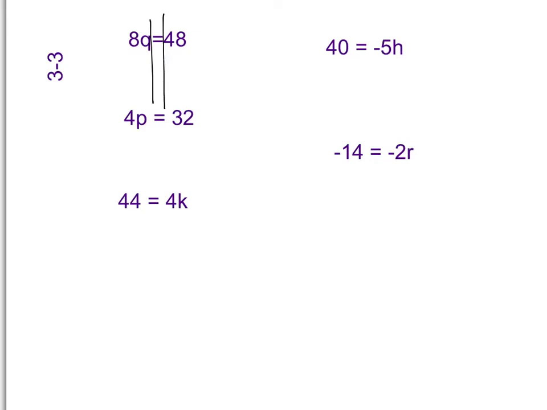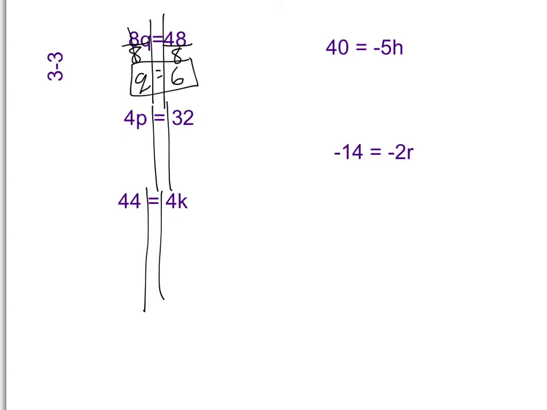Here's some more one-step equations. For these, they're all touching the variable. Remember, touching the variable is just saying I am multiplying by that. So this top one says 8 times q equals 48. The opposite of times is divide. So I'm going to divide by the 8. These cancel, and I have q equals 6 because 48 divided by 8 is 6.